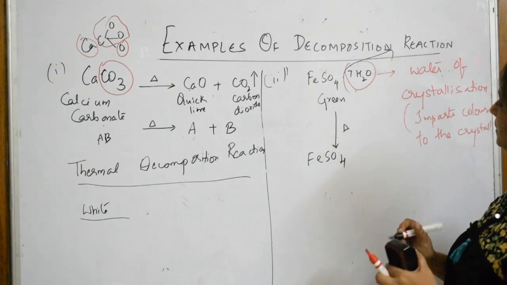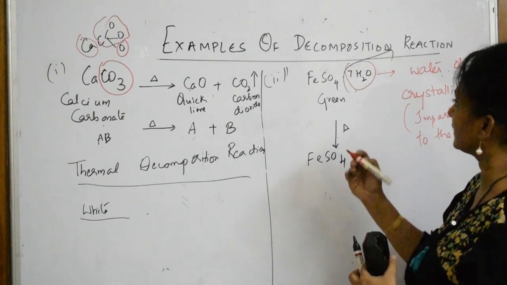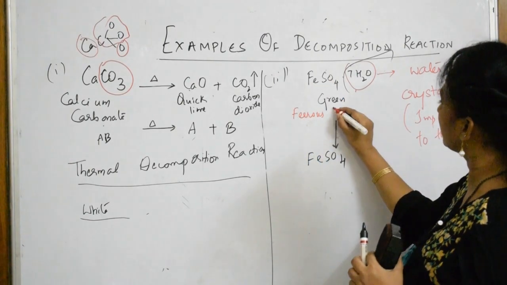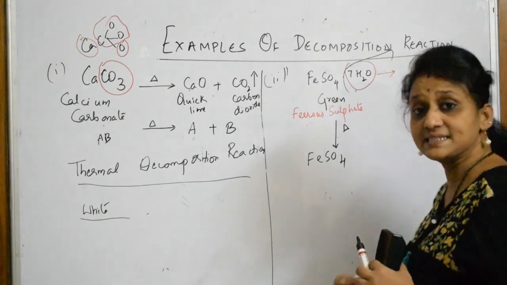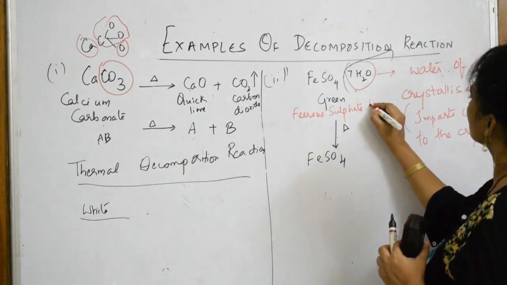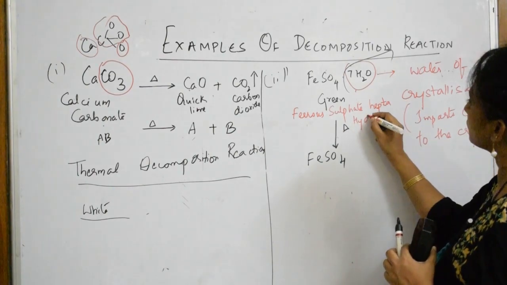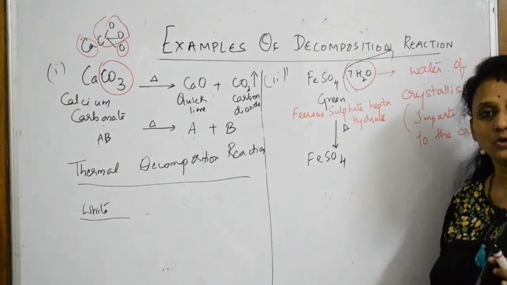Now here, ma'am, what is the name of this compound? You didn't write. Yes, I didn't write. Now I'll write. This is ferrous sulfate. What is this number? 7. 7 means hepta or septa. No problem. So septa or hepta, water is called hydrate. So what is this called? Ferrous sulfate hepta hydrate. Over.